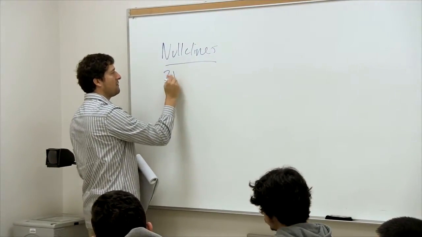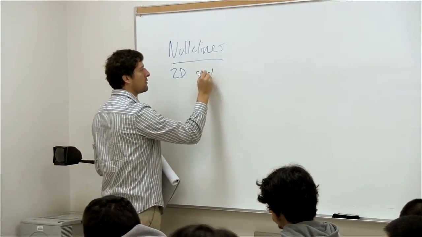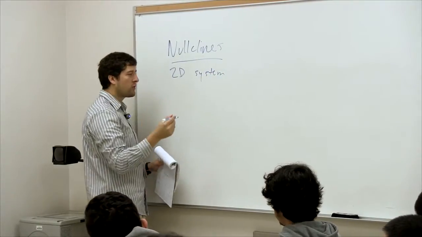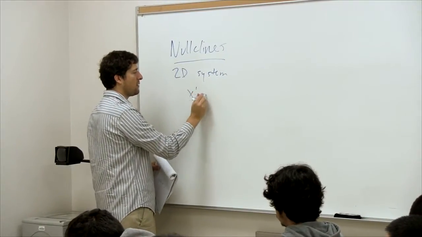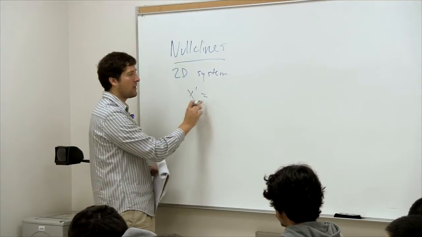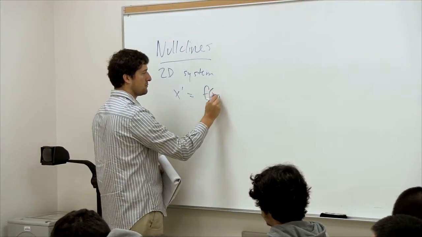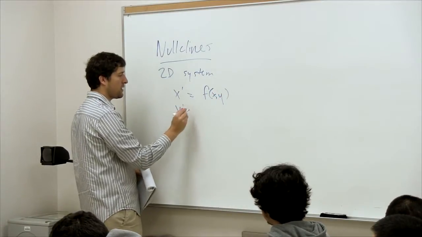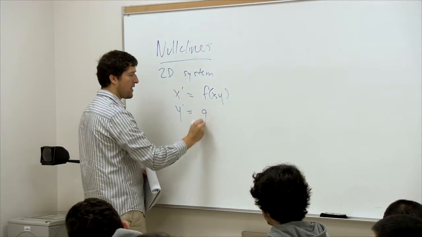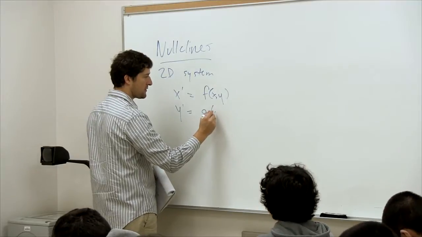So suppose that you have a 2D system. And remember, we're always writing systems in this way. On the left-hand side, you have the growth rate, and on the right-hand side, you have some function of the states.